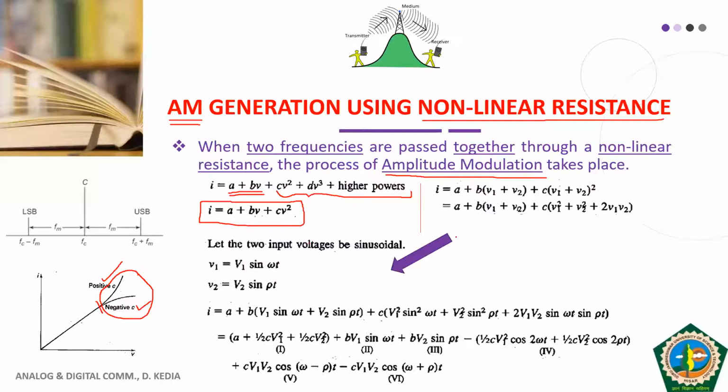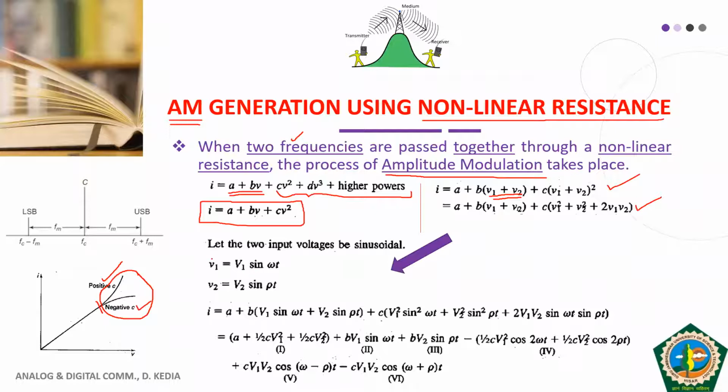So what we do is pass the two frequencies together, meaning we pass the sum of the two signals together through a non-linear resistance, and then the process of amplitude modulation takes place. We had seen this mathematically. When we substitute V1 plus V2, we get this expression: A plus B times (V1 plus V2) plus C times (V1 square plus V2 square plus 2V1V2).